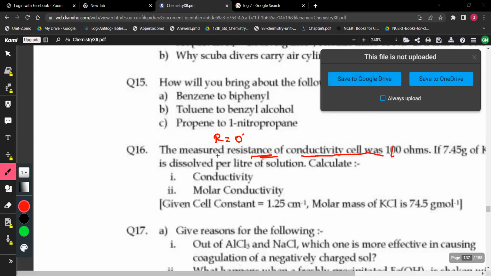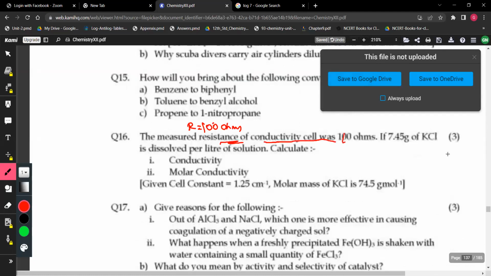In this problem, measured resistance R is given as 100 ohms. If 7.45 grams of KCl is dissolved per liter of solution. Here they have given the mass of KCl. Okay, we need the concentration.